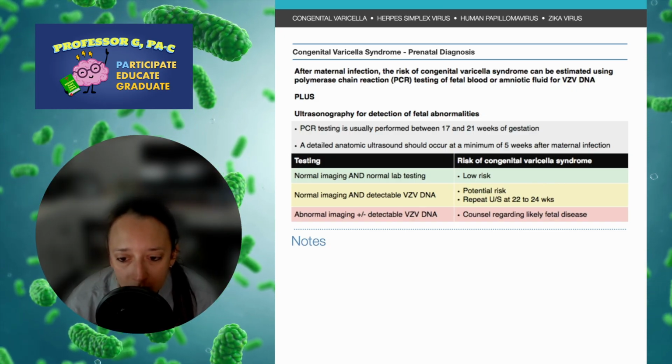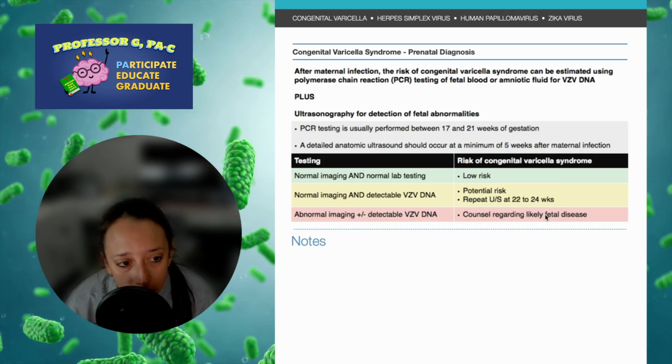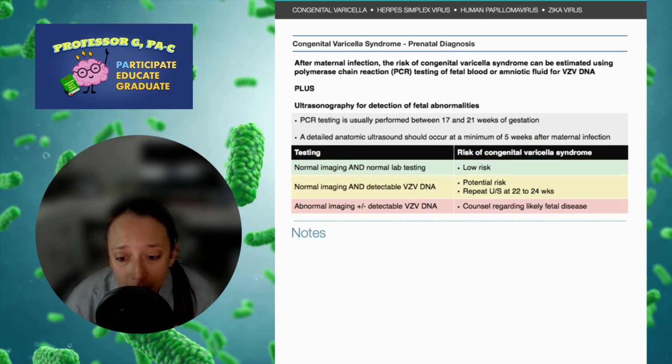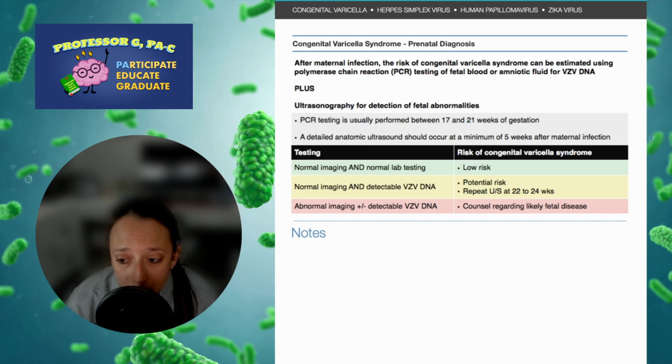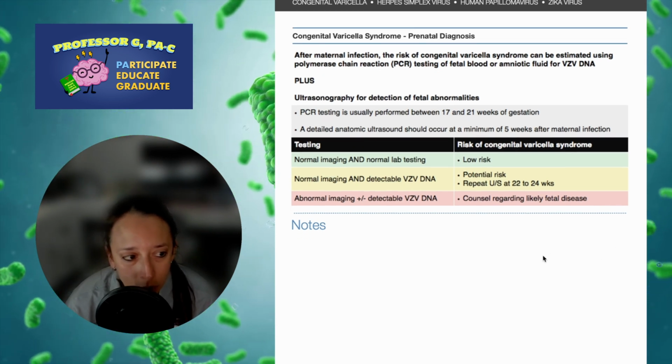And so prevention is really key. Women of childbearing age should have documented immunity to varicella prior to the pregnancy. If you have exposure to varicella in early pregnancy, it can be devastating. So we always want to check varicella immunity before conception if possible.